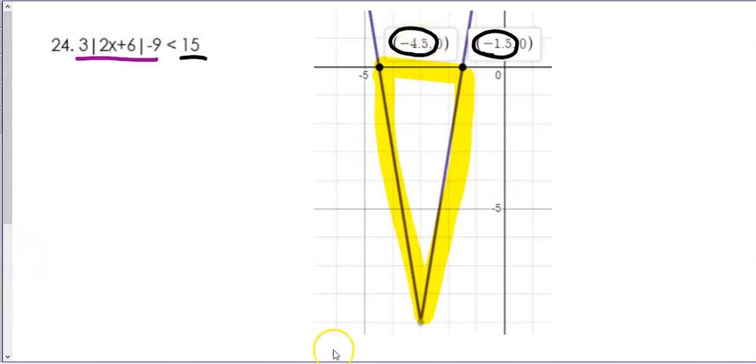So this should have been, if I had graphed it correctly, a -7, and this would have been a 1. And so my interval is parentheses, -7 and 1.